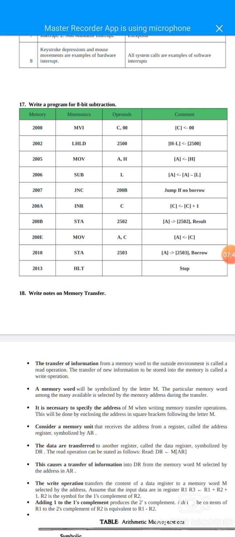I will tell the first three commands on this question. C <- 00. 2500 command is HL <- 2500. A, H command is A <- H.